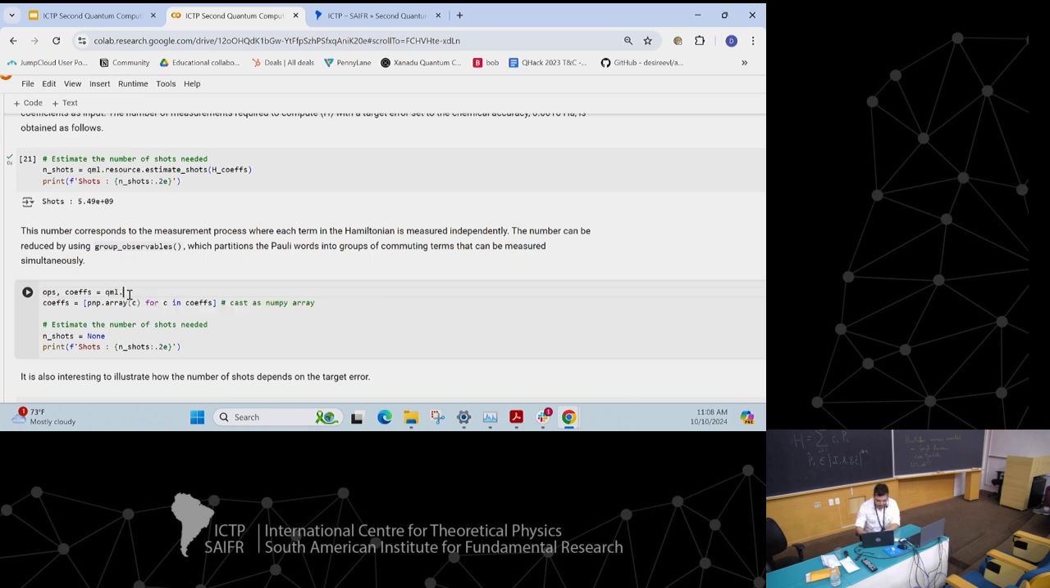So we're going to do something a little different. We're going to group our observables of our Hamiltonian, and now try to estimate the number of shots again.